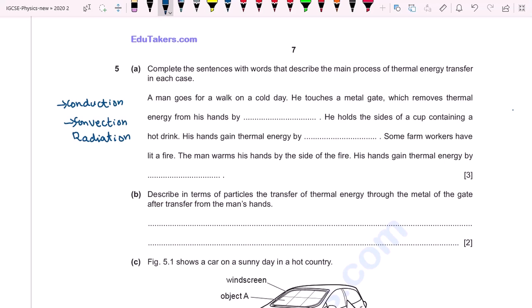So going towards the statement, a man goes for a walk on a cool day. He touches a metal gate. Now the gate is made up of metal material, and we know that metal contains a large number of free electrons which remove thermal energy from his hand by. Now we have to tell the process by which thermal energy from the person's hand is removed. So we know that the gate is made up of metal, so the energy here is removed from his hand by conduction. I write here conduction.